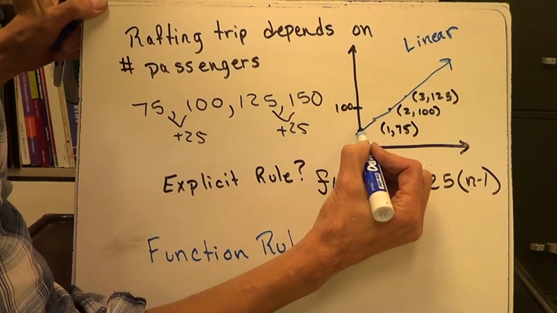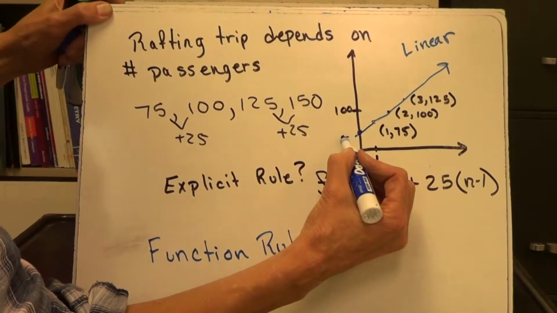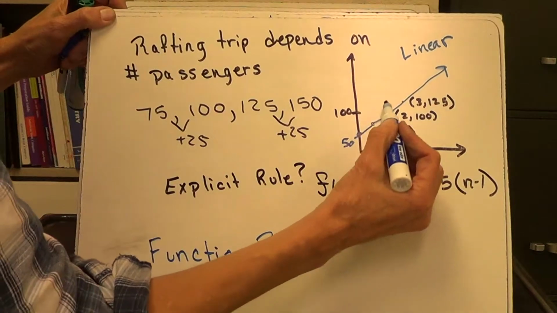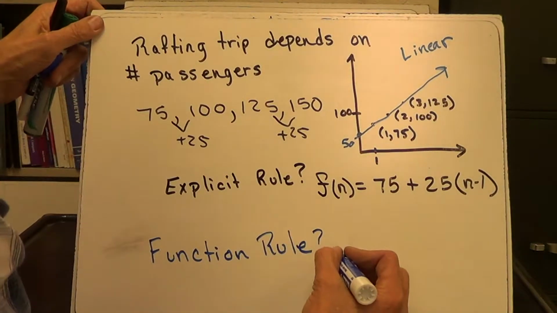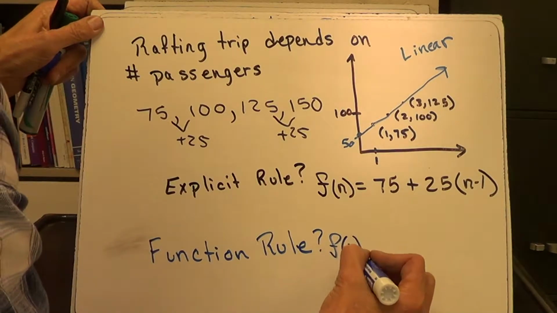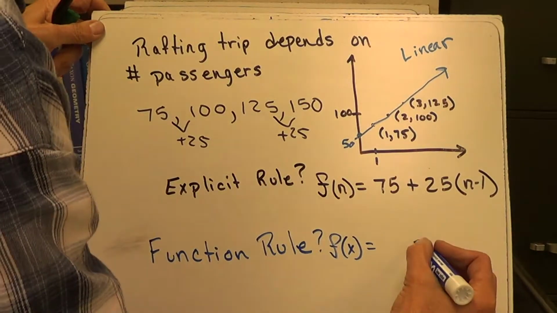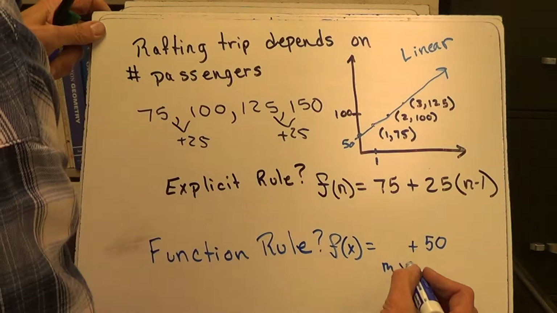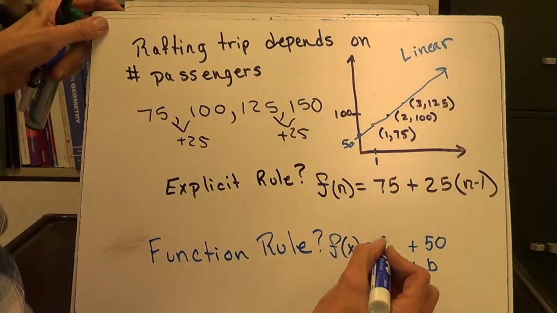I extend that, and if I go with the same slope, I know that it's crossing the y-axis at 50, because 0 would be 50 when we gain 25 every time. So for the function rule, I would have f of x equals, my y-intercept is 50. Do you remember mx plus b? So all that I'm doing here, I'm just finding my y-intercept. I've still got the same slope, so it's 25x.